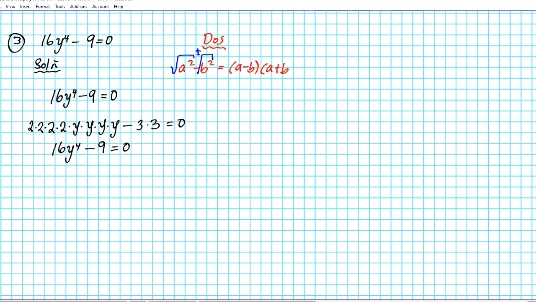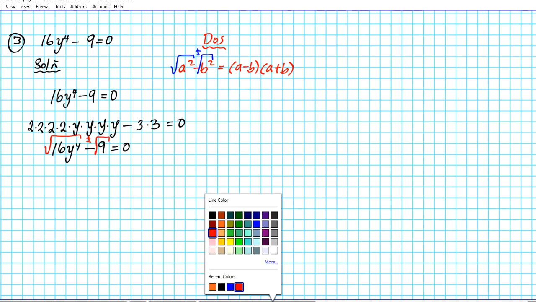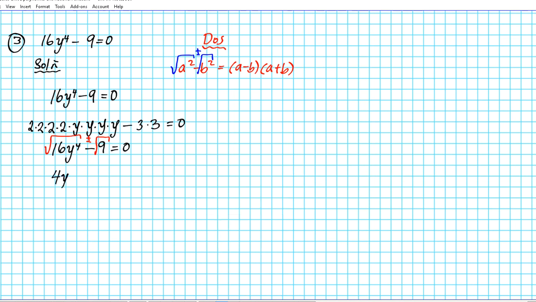We're going to apply that principle here. So we're going to take the square root of the first term and the square root of the second term and express it as a sum and difference. Alrighty, so that gives us square root of 16 is 4. We have 4y. To root y to the 4th, you divide the power by 2. So 4y squared minus the square root of 9, which is 3, times 4y squared plus 3 equals 0.